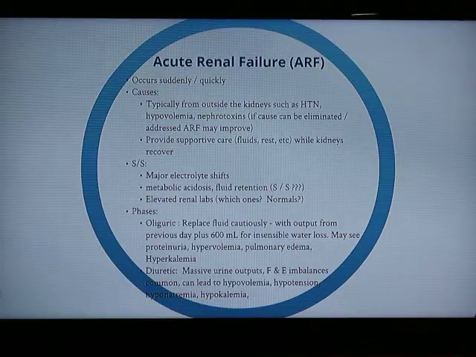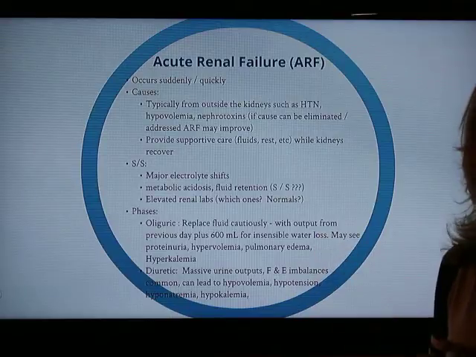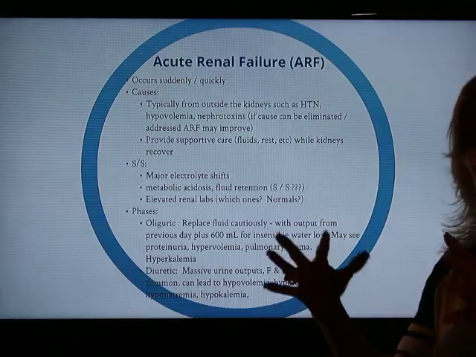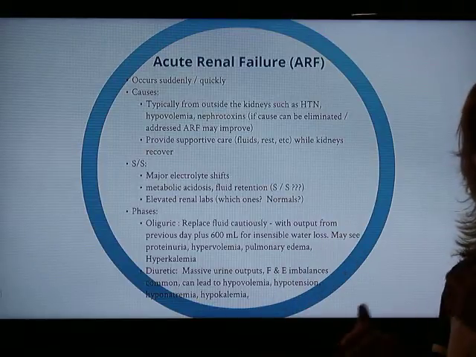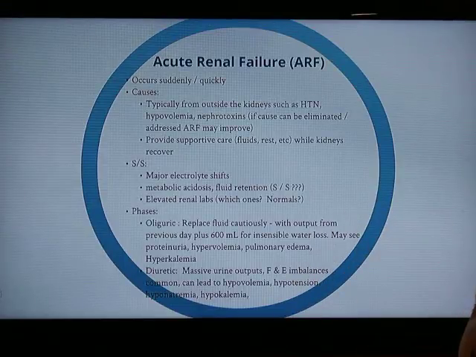Acute renal failure, again, will come on very quickly, and it's often associated with something else, like a burn or a previous infection or something like that. Hypertension, hypovolemia. These would be your pre-renal problems that can lead to acute renal failure. So sometimes when a person is going into acute renal failure, if you can identify it early and you can start supporting the patient, giving them fluids, rest, things like that, the kidneys can recover.